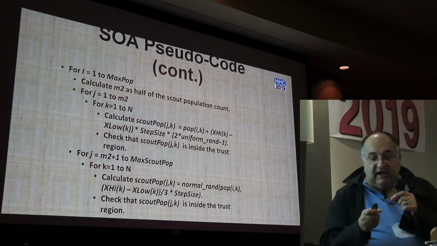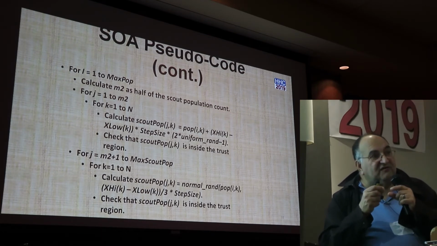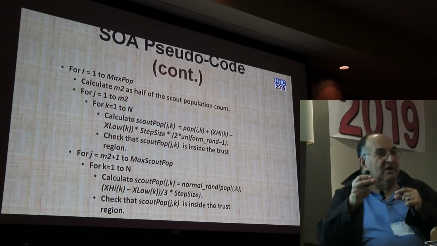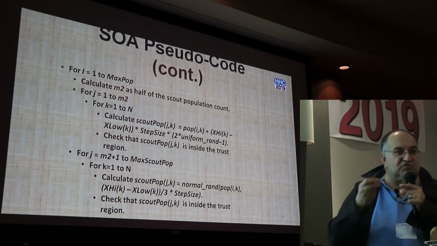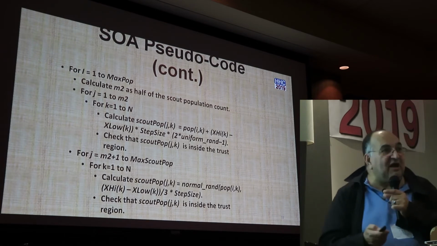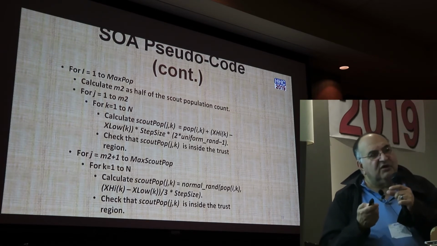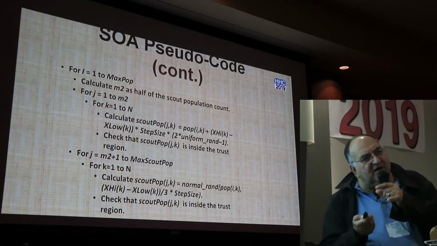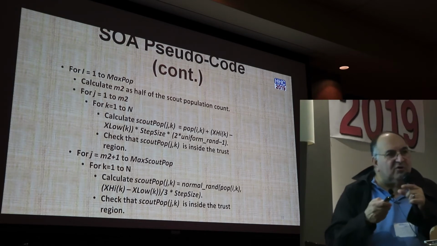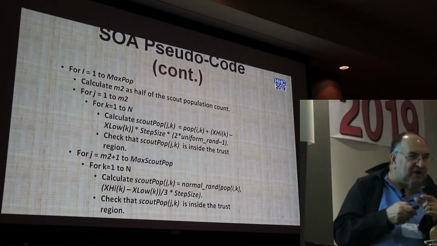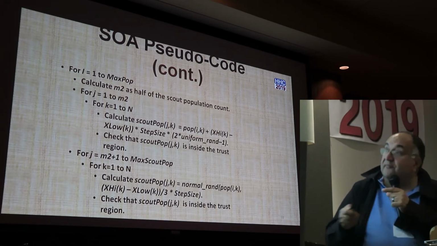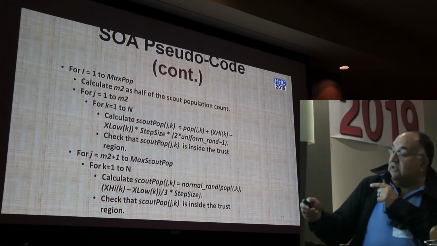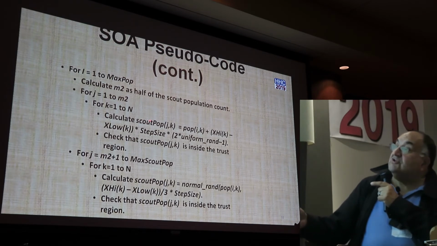Why? I'm going to calculate the location of the scouts in 2 ways to give me a better grip or better search than just one way. Because initially I wasn't sure whether I wanted to use uniform random numbers or normally distributed random numbers. And I said, well, if I split it in half, I can do both. So I calculate this count pop at JK.